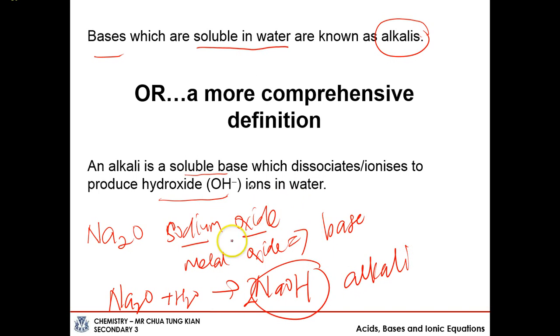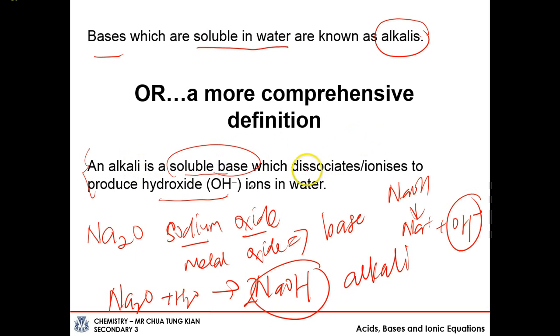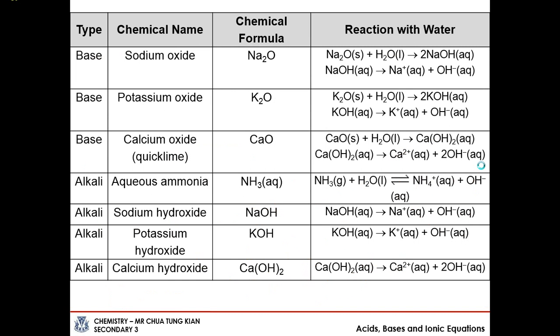Right? So metal oxides are bases. If the base is soluble in water, we call it an alkali. Take note, do not confuse these two terms. And from the definition above, NaOH can dissociate to give you Na+ and OH- ions. Right, so an alkali is a soluble base which dissociates in water to give us the hydroxide ions over here.